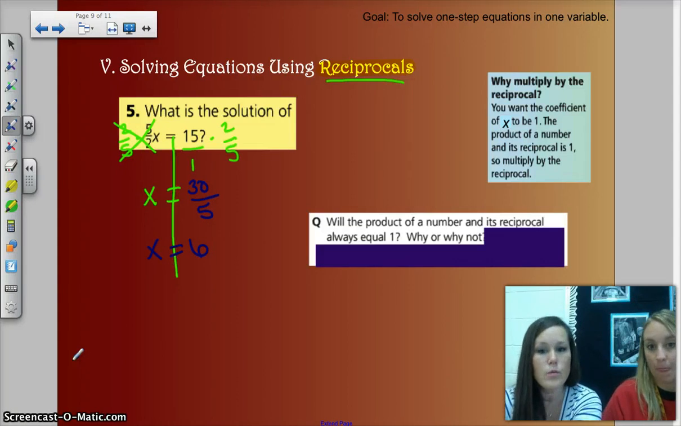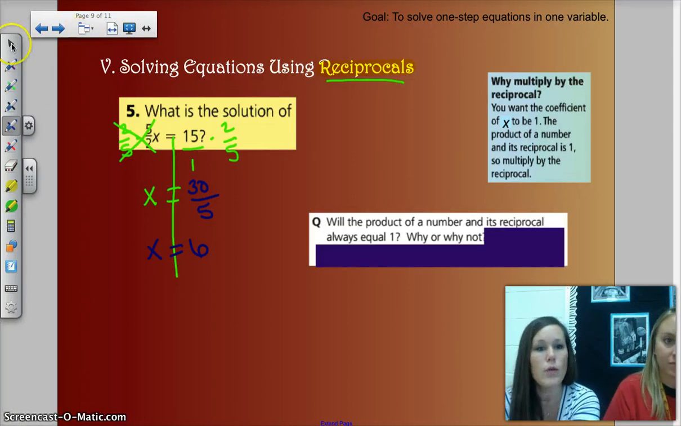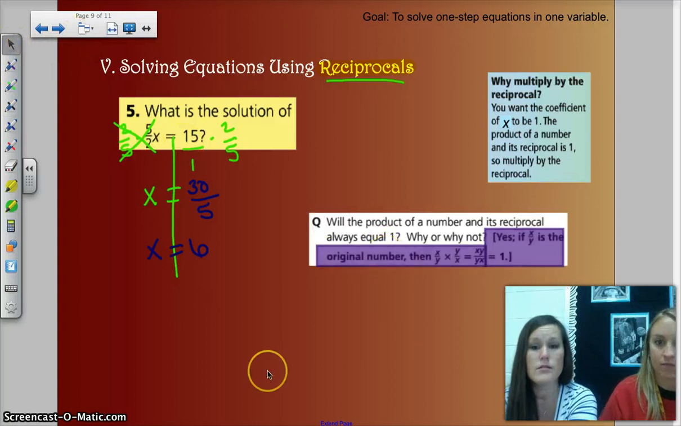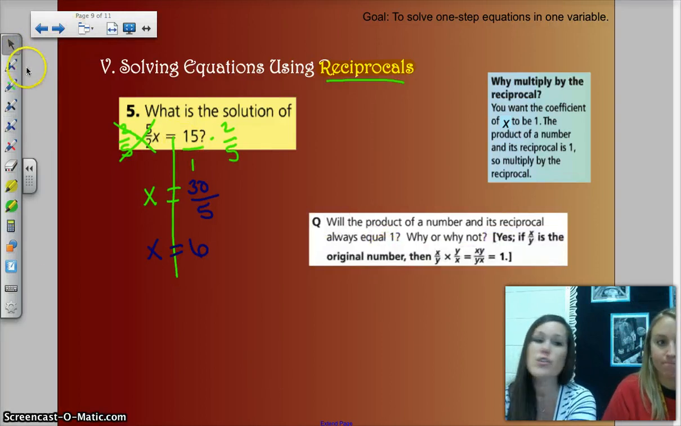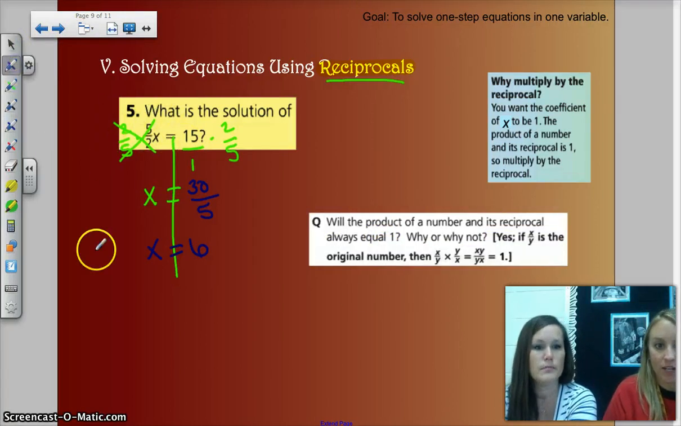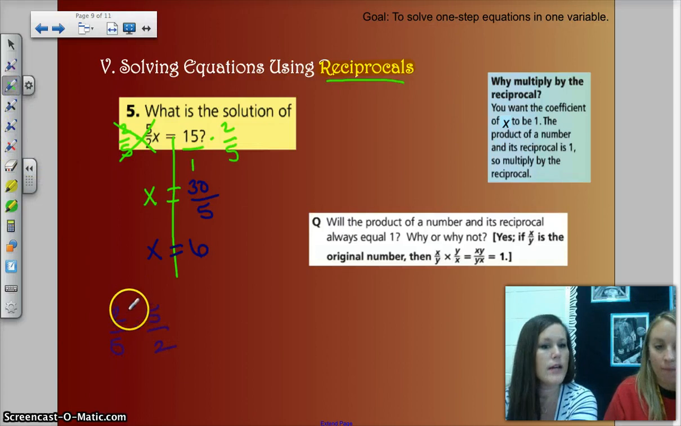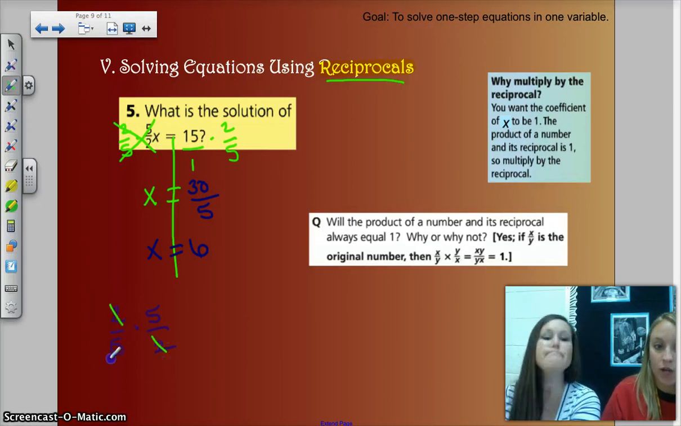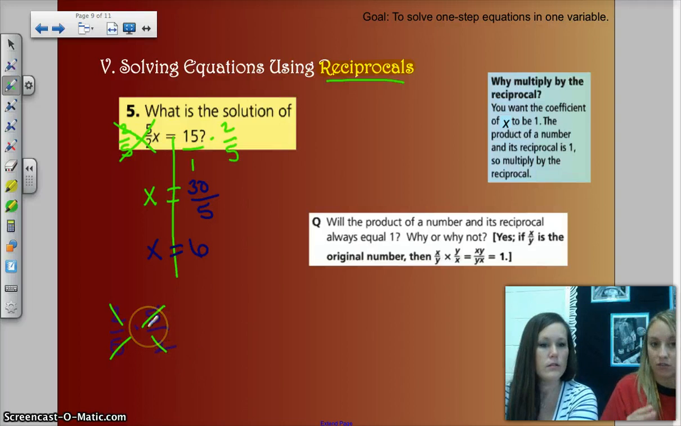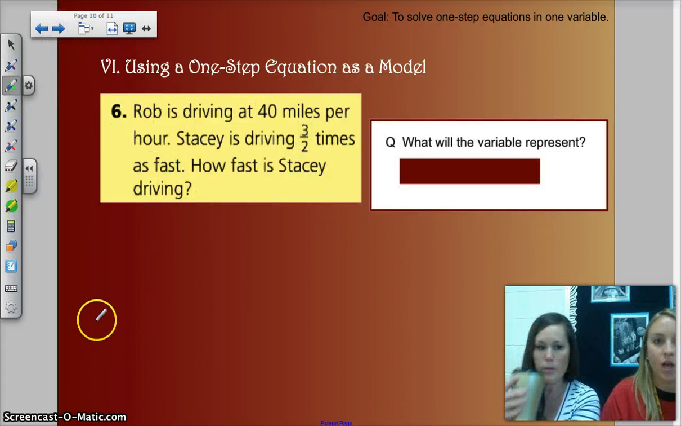Question on the side. Will the product of a number and its reciprocal always equal 1? Yes, because that's the definition of reciprocal. Going back to this, one thing we didn't talk about was if you have 2/5 times 5/2, we went ahead and said it equals 10 over 10. But you can also ask yourself, 2 goes into 2 once, 5 goes into 5 once. That goes back to what you've already learned, you're reducing prior to doing the work. Are we about out of time? Almost. We have one more slide left.